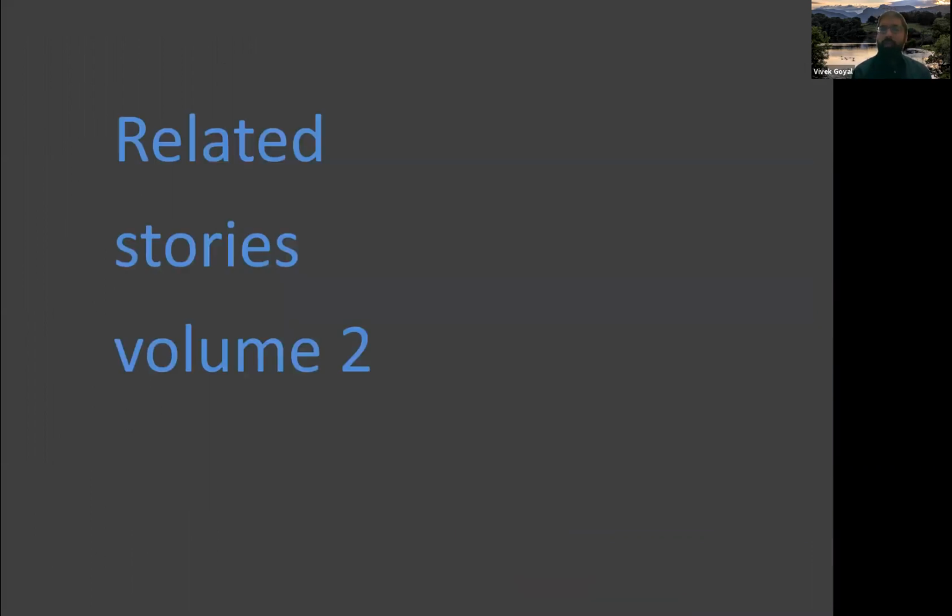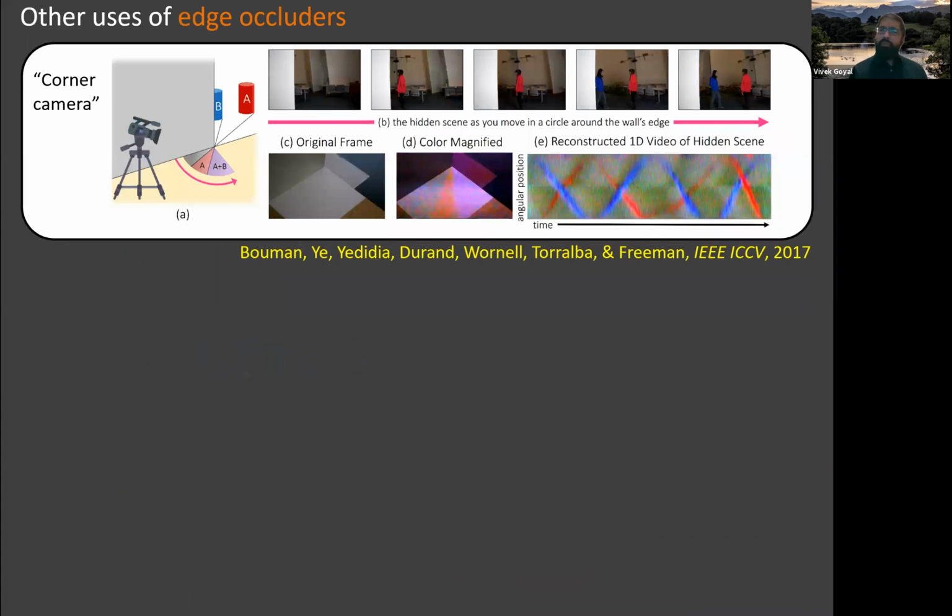Now, before I close, I'll tell a couple of related stories. Our use of occlusion was preceded by the corner camera of K.D. Bouman et al. They point a video camera at the floor next to a vertical edge and use a sequence of frames to extract 1D traces of large moving objects of different colors.